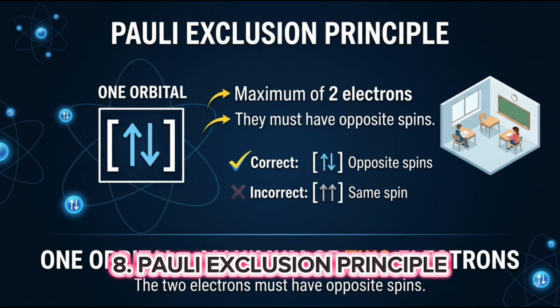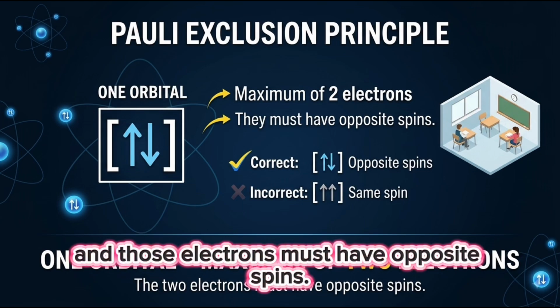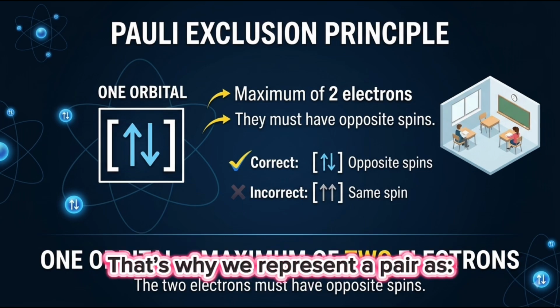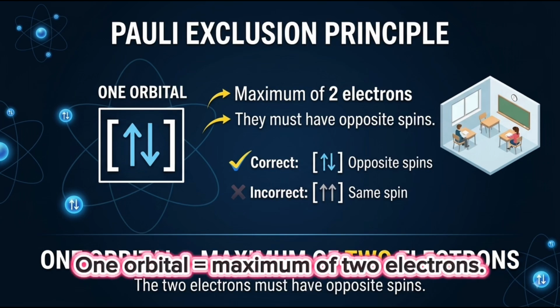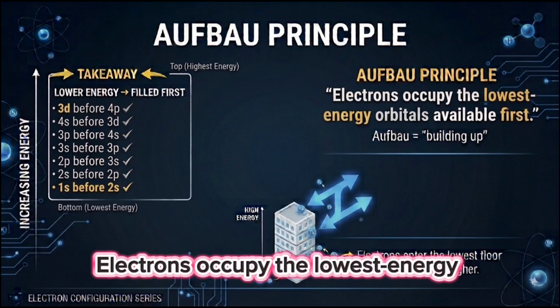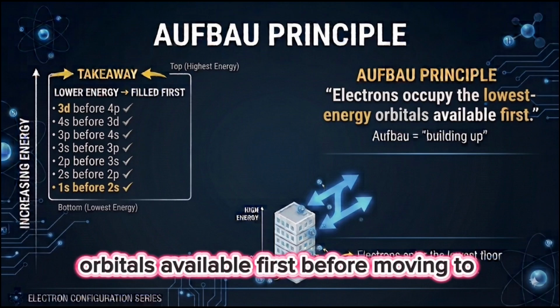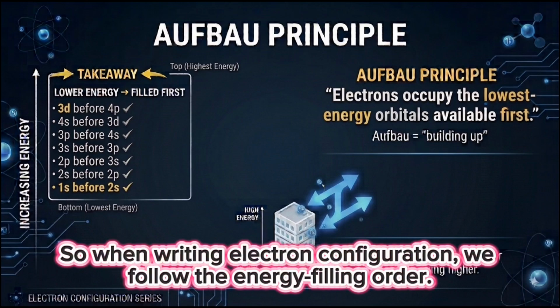8. Pauli Exclusion Principle. It tells us that an orbital can contain a maximum of 2 electrons, and those electrons must have opposite spins. That's why we represent a pair as up and down, not up and up. So remember, 1 orbital equals maximum of 2 electrons. 9. Aufbau Principle. The word Aufbau comes from German and means building up. Electrons occupy the lowest energy orbitals available first before moving to higher energy orbitals. So when writing electron configuration, we follow the energy filling order.